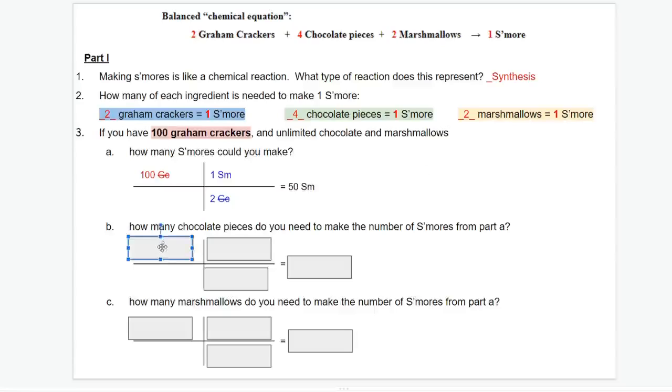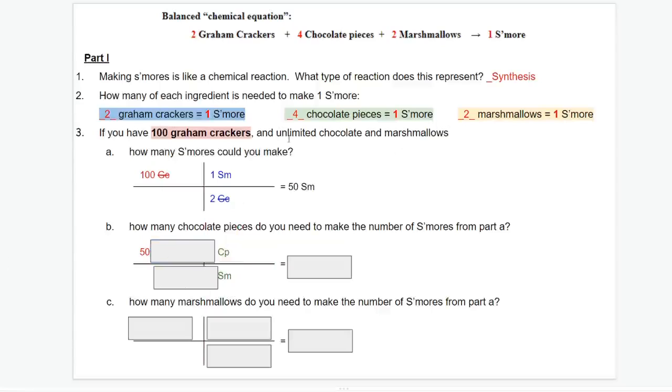So my given is 50 s'mores. So if my given unit is s'mores, without even thinking too much about what my problem is, I know that my bottom unit is going to be s'mores. Now, I do need to look at the question now. I have s'mores and chocolate pieces. So if I look at my equivalency statements, I do have s'mores and chocolate pieces. So on top, the unit I'm solving for is chocolate pieces.